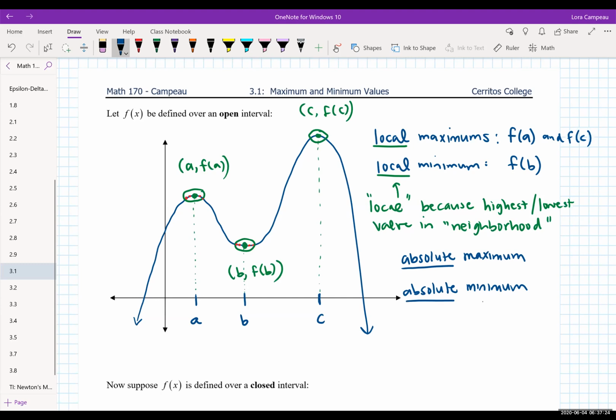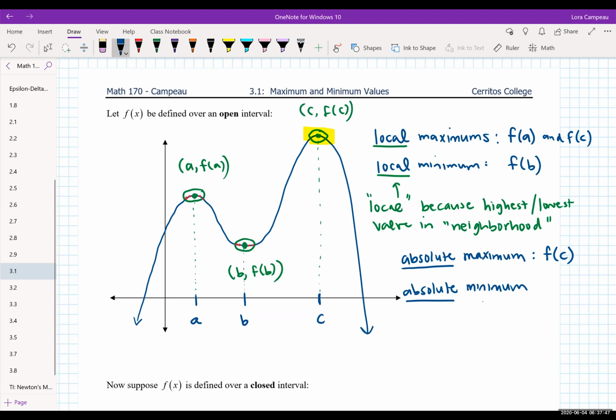So when I look at the absolute maximum on this open interval, I'm really eyeing this f of c value. That appears on the entire graph. That should be the highest y value we will see. So that's what I'm going to define that as when I'm viewing this.